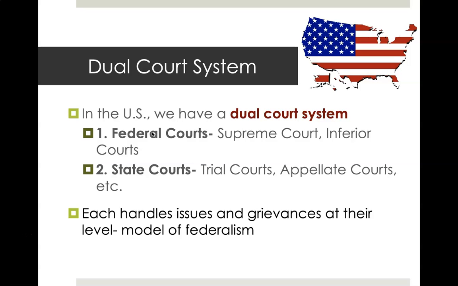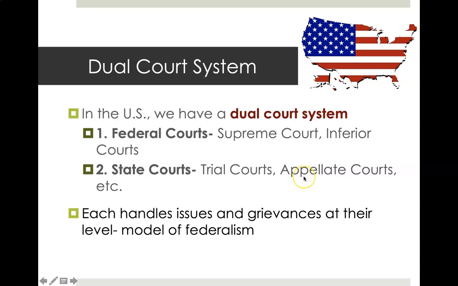Because keep in mind, we operate under a system of federalism, which means there is a split between a federal level of government and a state level of government. So it makes sense that we would have two court systems. So with the state courts, you have trial courts, appellate courts, etc.